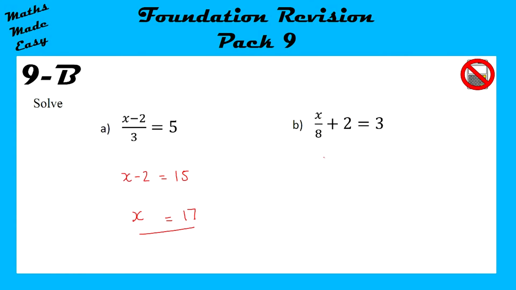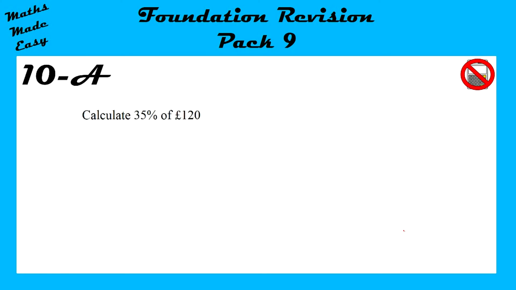Over on this side, the divide only happens to the x, so I'm going to need to take care of this plus 2, which I'll do by taking away 2 from both sides. So x over 8 is left, and 3 take away 2 is 1. Multiply both sides by 8 to cancel out the divide. x equals 8.